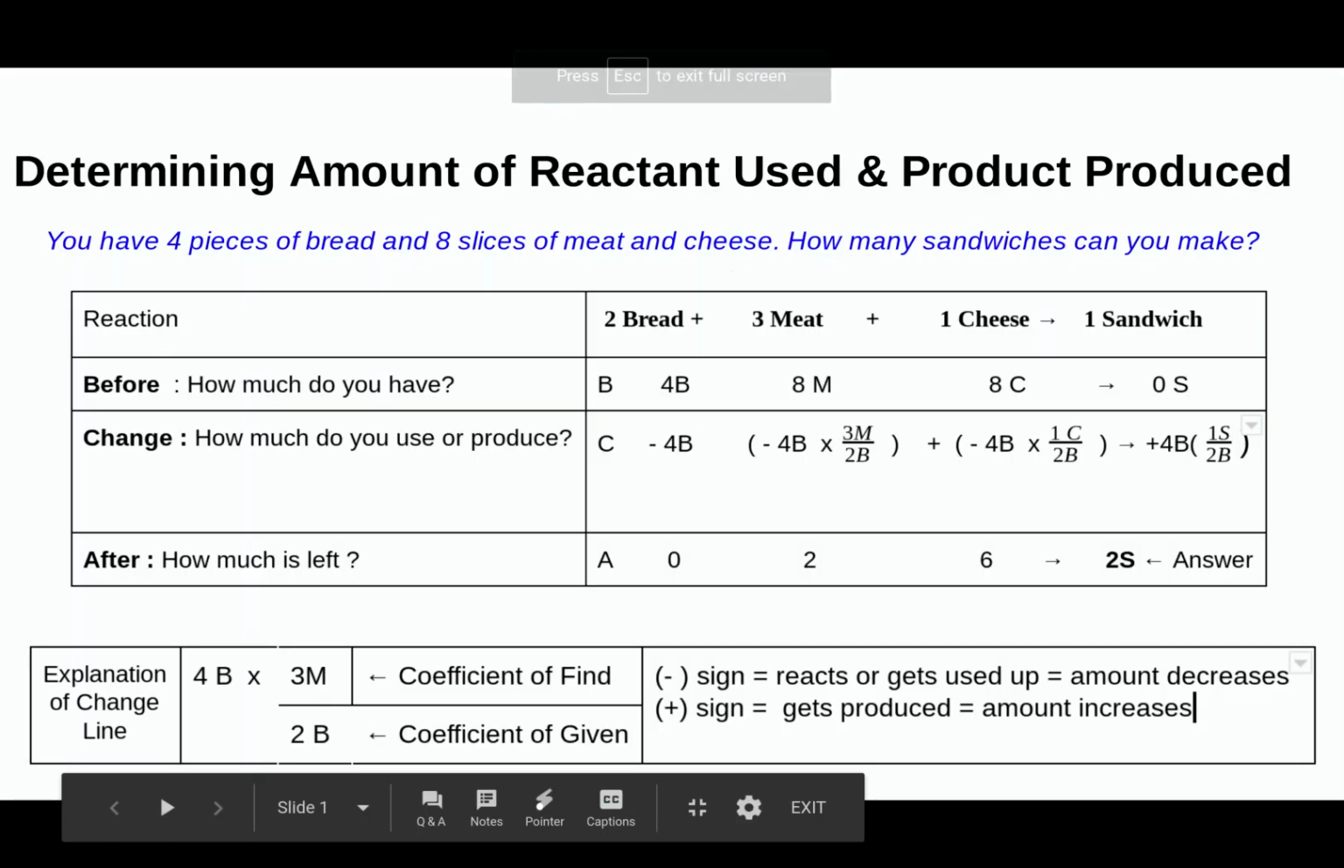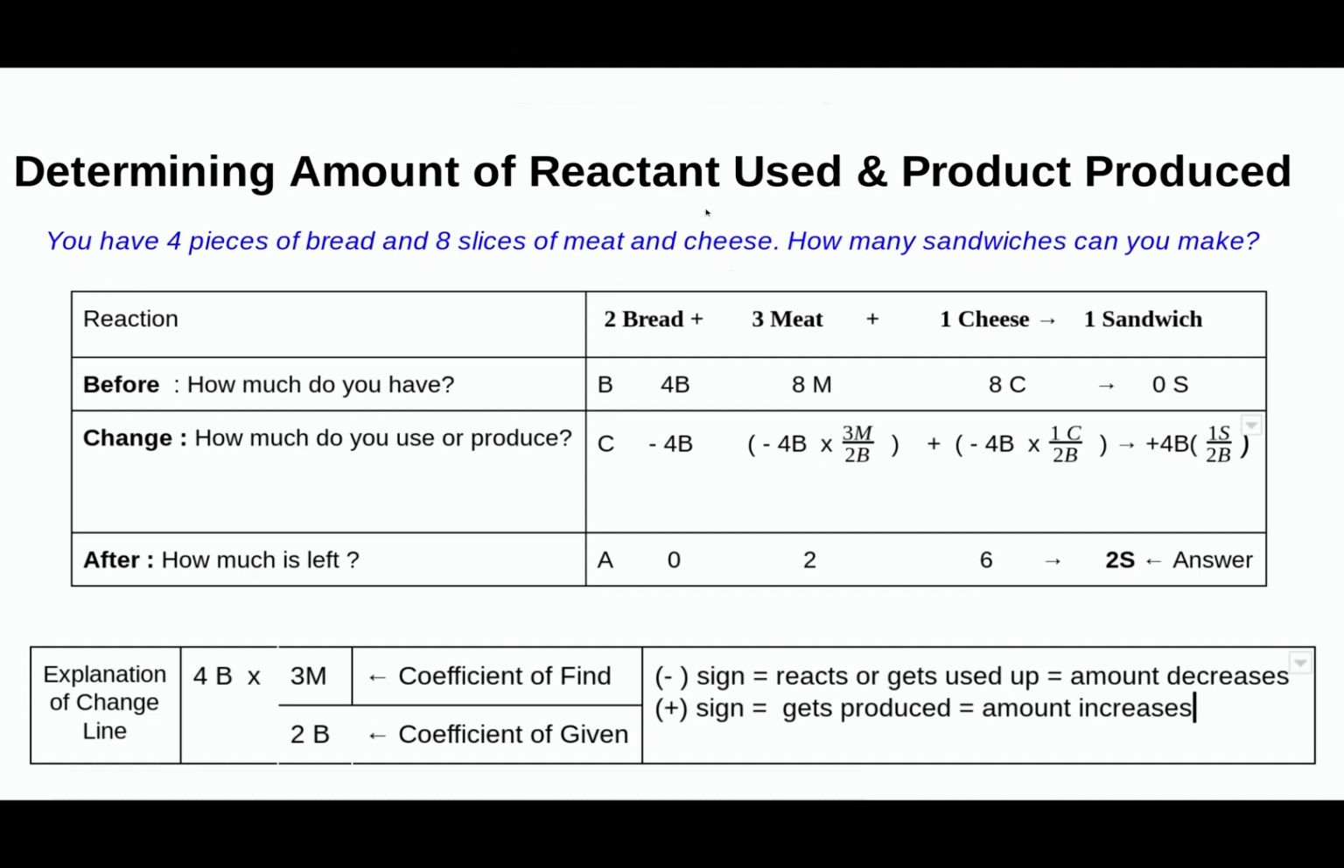Today, you will learn how to determine the amount of reactant or ingredient that gets used up and the amount of product that will be produced. Recipes are very similar to chemical reactions in that the reactants are the ingredients.